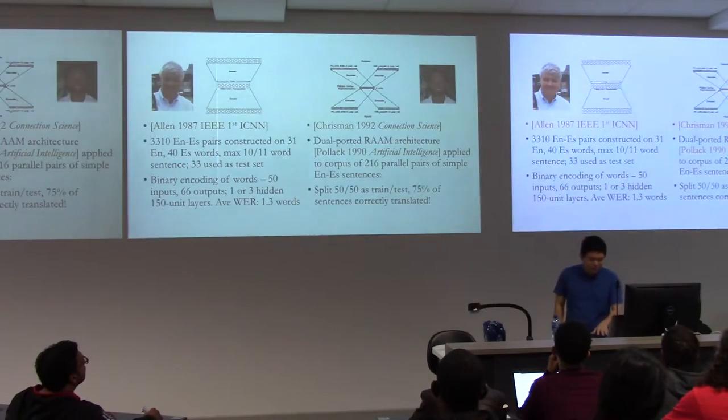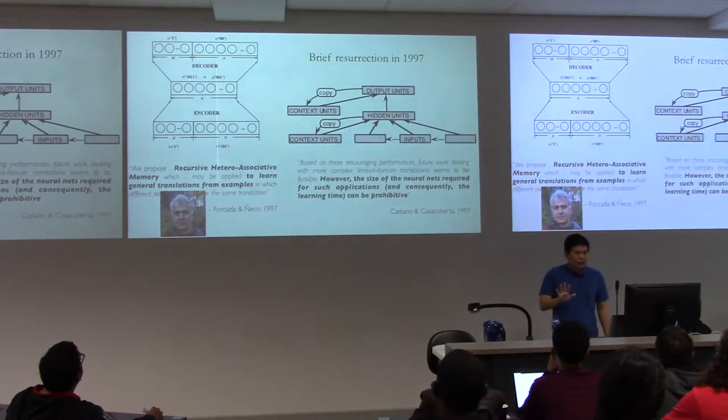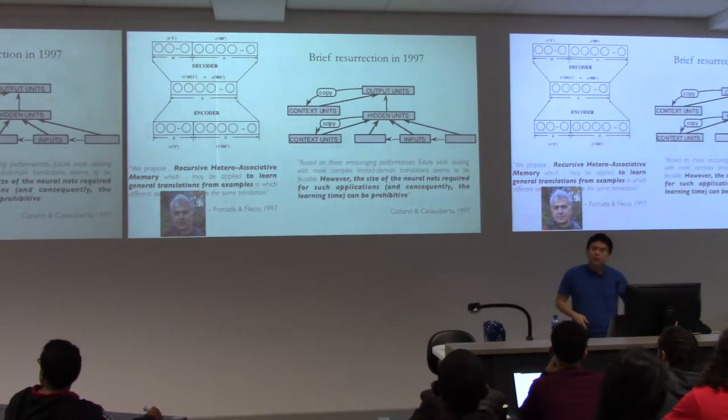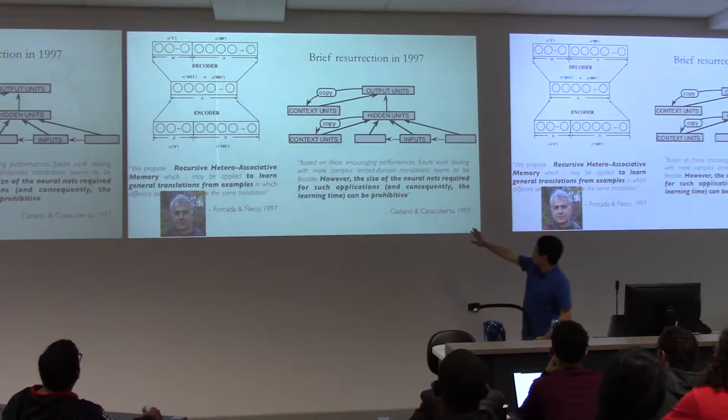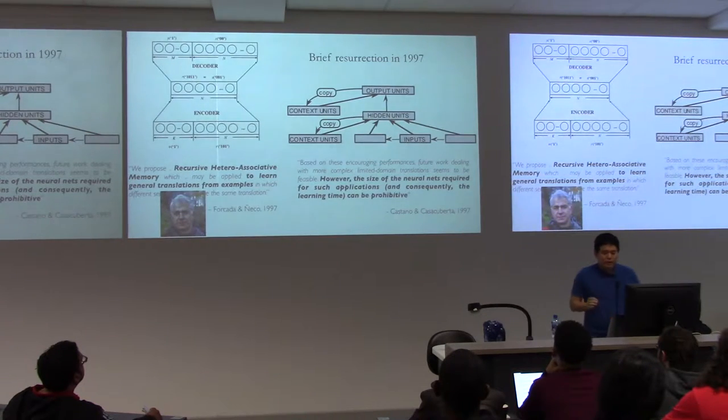That's kind of clear. But this idea was never followed up, except again after 5 years, so every 5 years the idea keeps coming back. Two groups from Spain, one from Valencia and the other from Alicante, proposed the same idea again. The group from Alicante, especially Forcada and Neco, used slightly more examples and showed that it has some potential. But if you read the conclusion of the paper from Castaño and Casacuberta from Valencia, they said, however, the size of neural nets required for such applications and consequently the learning time can be prohibitive. That was the last sentence in their paper, and then they stopped working on it.